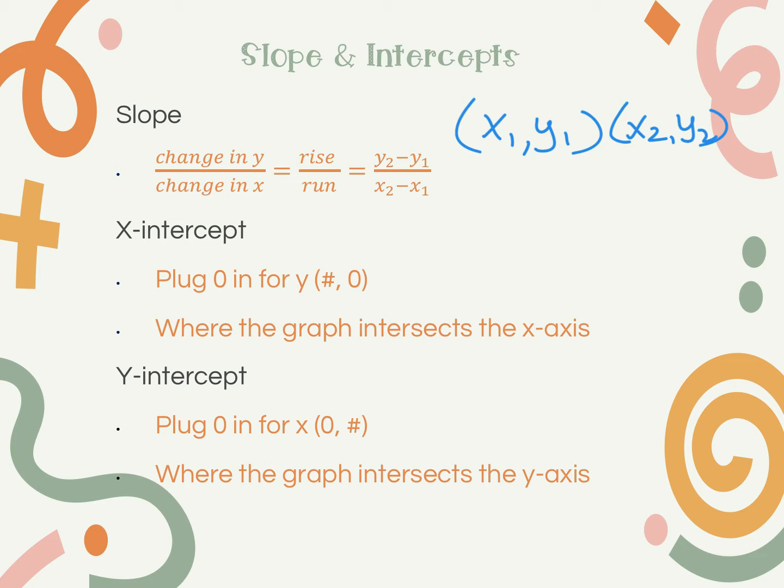To find an x or a y-intercept, what we're going to do is substitute in zeros. So if you want to find the x-intercept, you're going to plug in 0 for y. And that is going to be where our graph intersects the x-axis. For the y-intercept, we're going to replace x with 0 and solve it. And that's going to be where our graph intersects the y-axis.